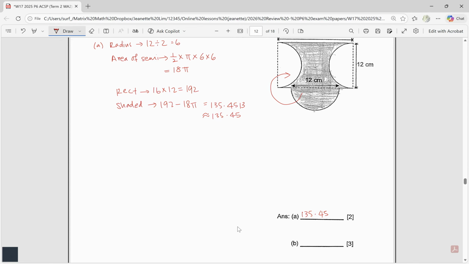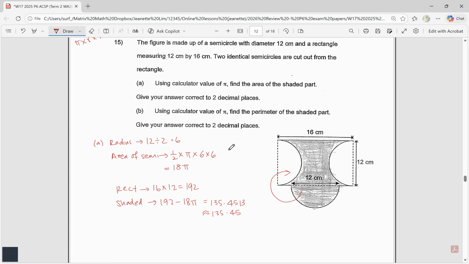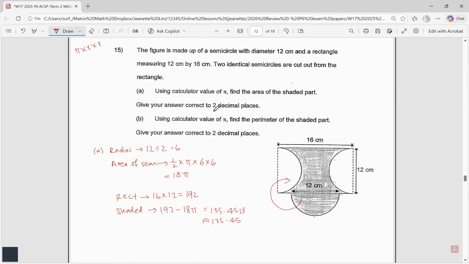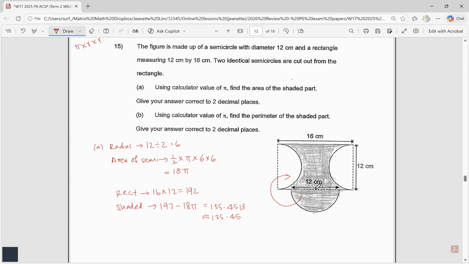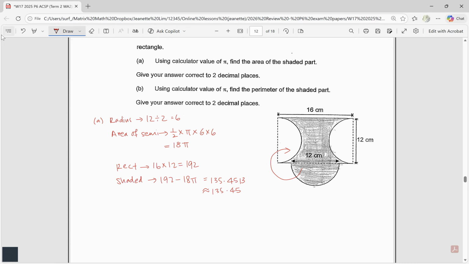135.45 square cm, since it's area. Next, for B, using calculator value of pi again, find the perimeter of the shaded part. Now, perimeter of the shaded part, what is it made up of? You have a 16. You have a 16. What else do you have? You have arcs or semicircles.